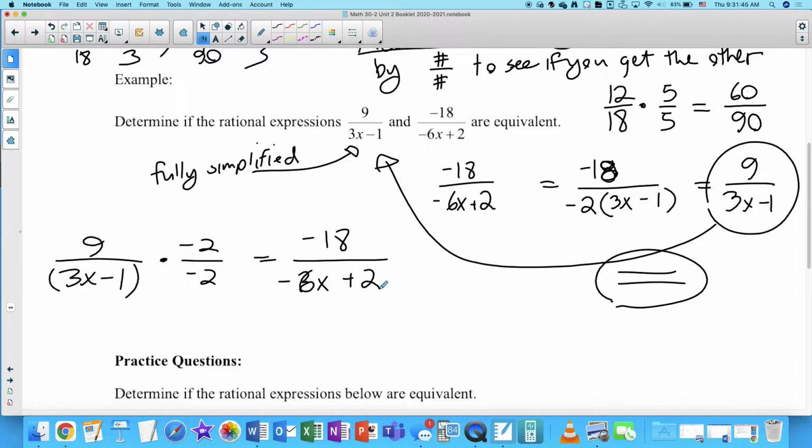The other thing that you can do is graph them both. Graph y1 equals 9 over 3x minus 2, and y2 equals negative 18 over negative 6x plus 2. If the graphs overlap, they're equivalent. If they don't overlap, they are not equivalent. And that's a really handy thing to do when you're looking at a multiple choice question. Which of the following is equivalent to this expression?